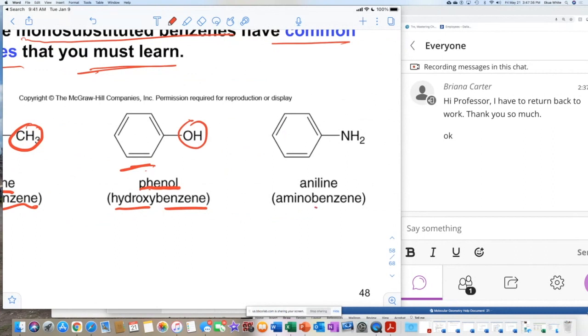Okay, and then we have benzene with this amine group. NH2 is called amino. So the technical term is aminobenzene, but we don't usually use it on an everyday basis when you're reading books and stuff. They just call it aniline. Okay, so aniline is this group right here. So together, these are called aniline.